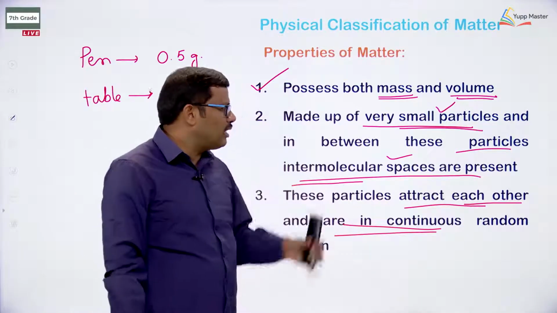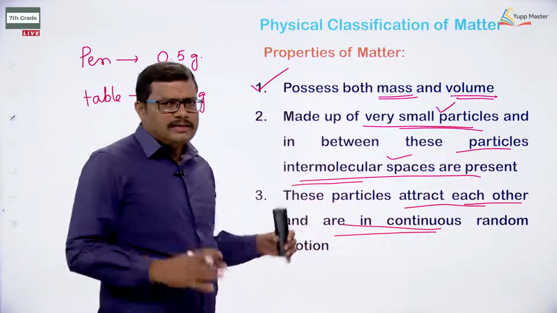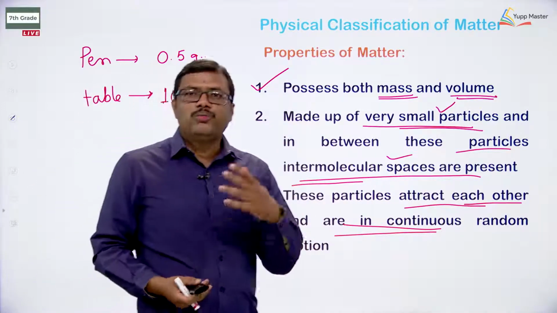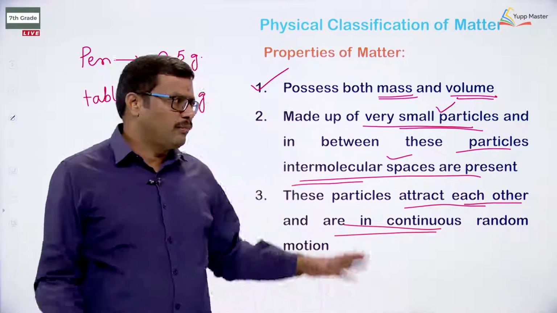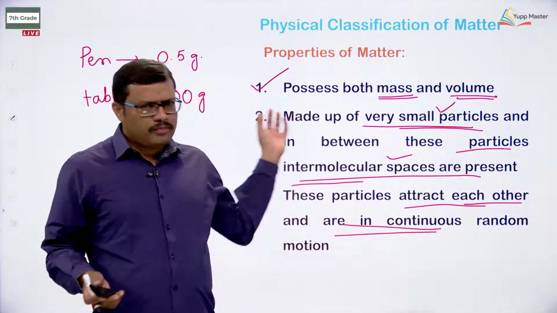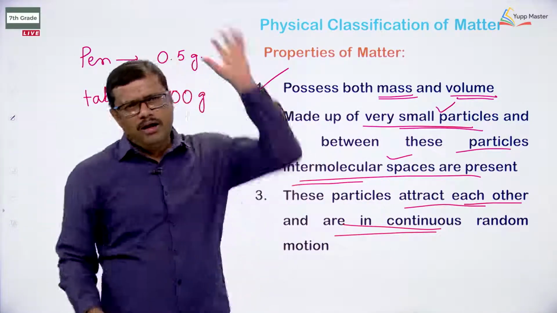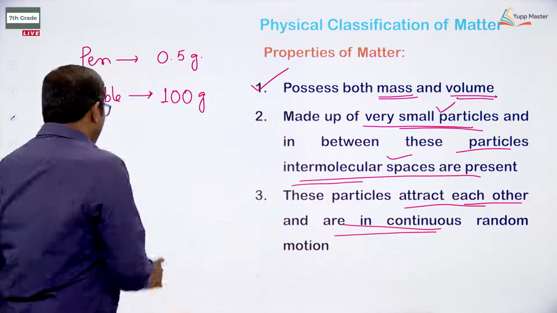So generally the particles will attract each other, and in that process they are not sitting silently in one position as you people sit in a class. They will be in continuous random motion. If I give the matter a particular room to occupy, what happens? The particles will move in all possible directions. So the movement is continuous, and they are continuously going to move with one another.